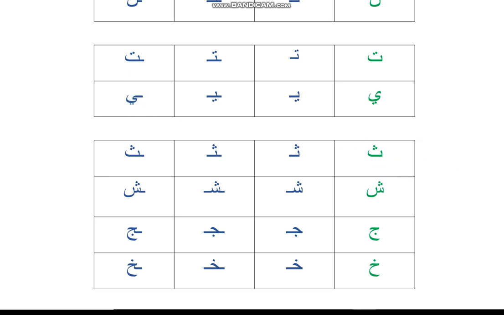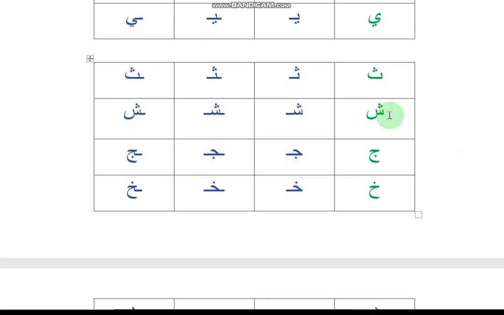Let's go to Tha and Shin. This is Tha in isolation, while this is Shin in isolation. So this is Tha. Look, Tha will always have a tooth, while Shin will have three teeth. Can you see it? Look at it. And look at it again. So always note the way they look alike. They are different. They may look alike, but they have distinctive differentiation among both of them. And this is Tha at the final stage. This is Shin at the final stage.